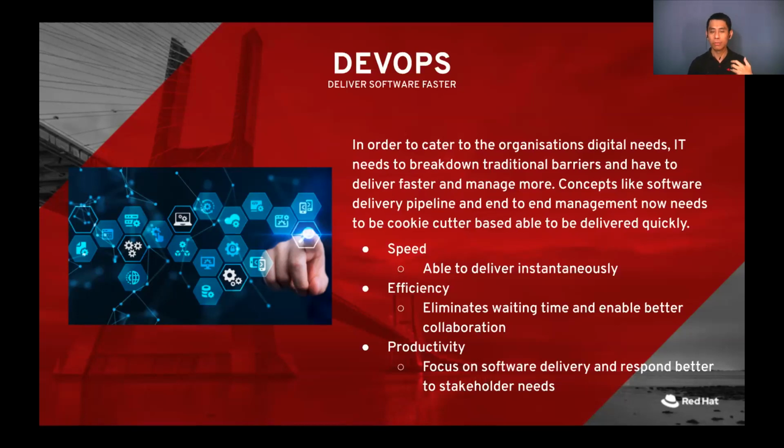It's really just like a cookie cutter. Today I'm going to deploy to this group of machines, tomorrow I may be deploying to the cloud, and they all need to be consistent. That's how you are able to scale much quicker.